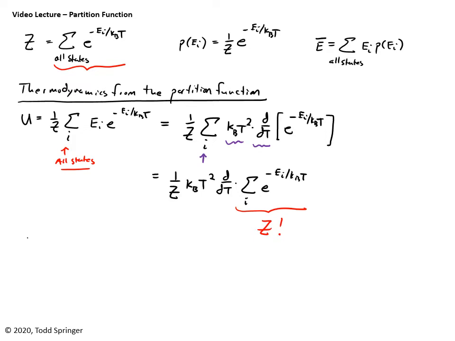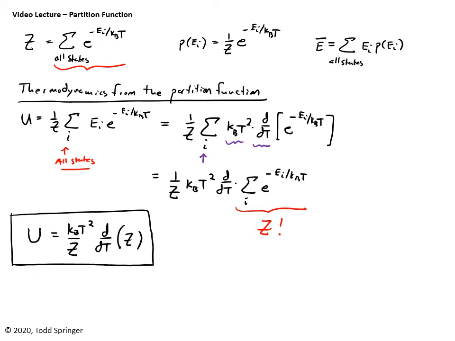So I have this kind of nice prescription here. If I want to calculate the energy of the system, the internal energy, and I know the partition function, all I have to do is take a derivative of it. So I have kBT squared d by dT of Z, just like that. So it's really nice and simple. It shows us that if I know Z, I take a derivative of it and then I multiply by this thing out in front here, and I get the total internal energy of the system.